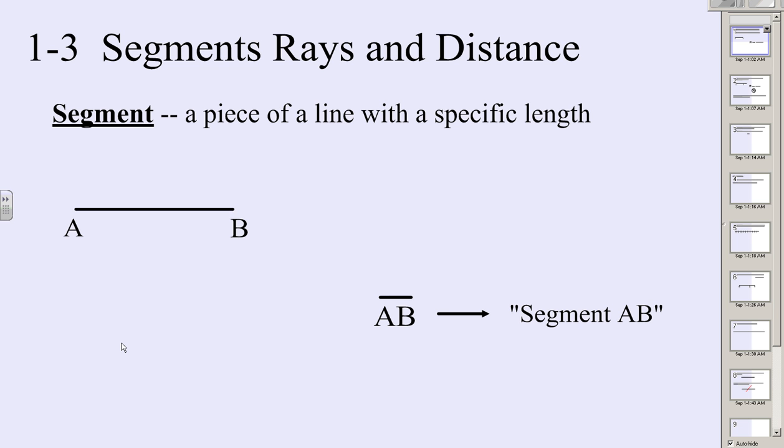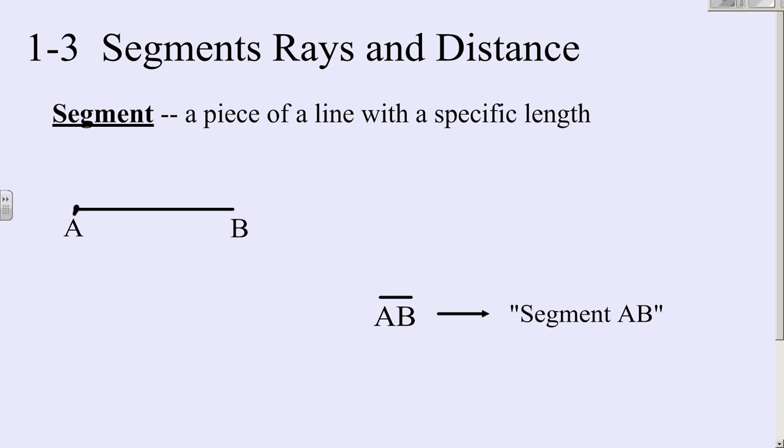All right, we're going to be looking at section 1.3 in the textbook, which is segments, rays, and distance. And the first thing we want to do is define a segment. It's defined here as a piece of a line with a specific length, meaning that it doesn't go on forever and ever like a line does, or like true love and taxes. Okay, so usually we'll have two endpoints, just like this, and this would be called segment AB.